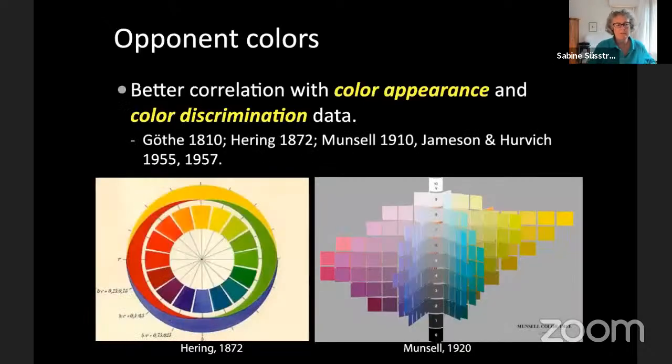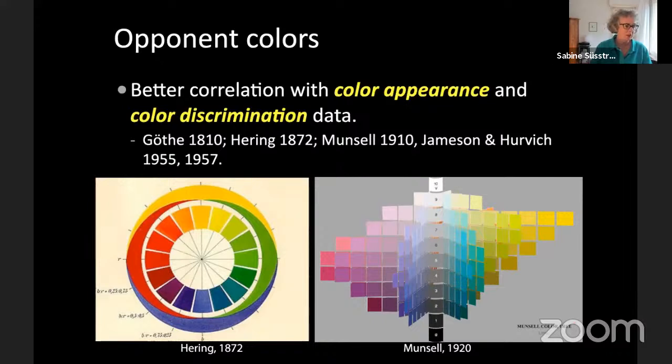However, in parallel, the idea of opponent colors was also pursued. Whereas Goethe argued with Newton, Hering was the one who challenged the young Helmholtz theory of trichromatic color, which I just explained. So Hering's representation, and subsequently also Munsell's and others, show how colors actually relate to each other, and they're much closer to Goethe's color wheel than Newton's rainbow. Their observation was that certain colors just do not mix.